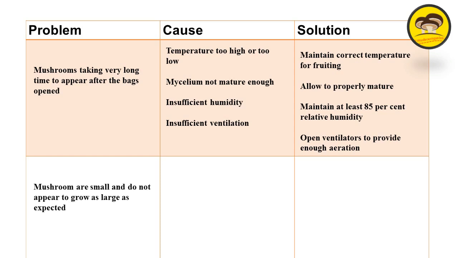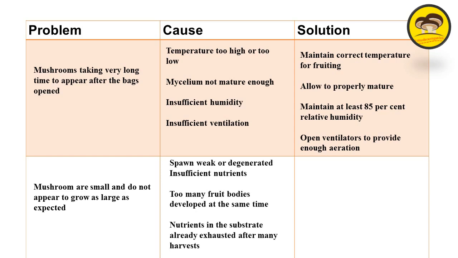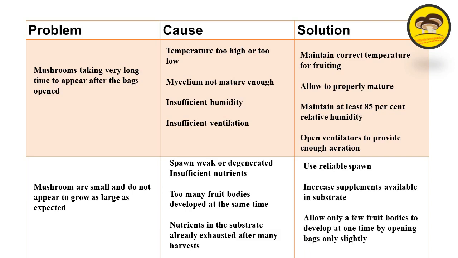Mushrooms are small and do not appear to grow as large as expected: spawn weak or degenerated, insufficient nutrients, too many fruit bodies developed at the same time, nutrients in the substrate already exhausted after many harvests. Use reliable spawn. Increase supplements available in the substrate. Allow only a few fruit bodies to develop at one time by opening bags only slightly.